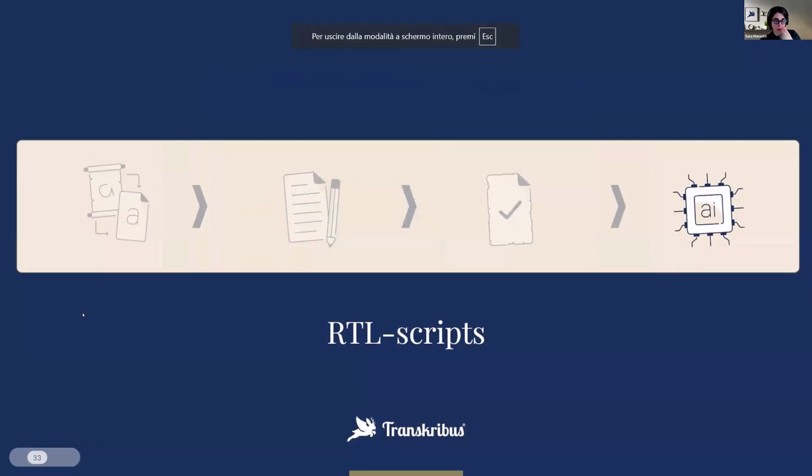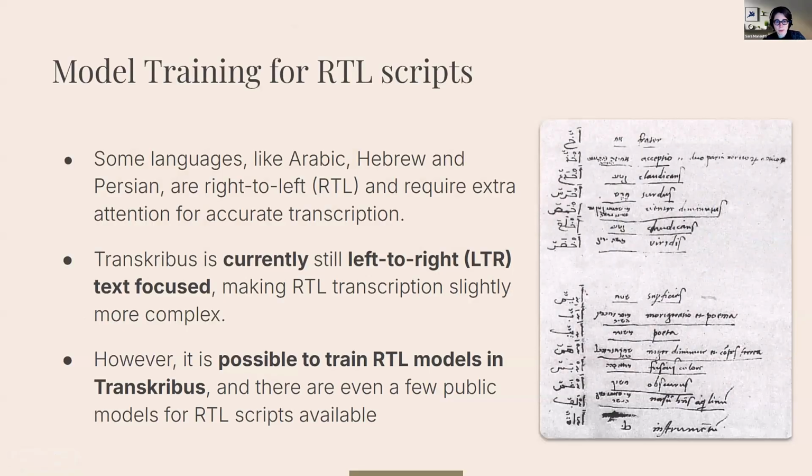Okay, let's talk briefly about right to left scripts. As we know, some languages are right to left, and they require extra attention for training models. At the moment, the Transkribus editor supports only left to right text. So we have to find some workarounds to work with right to left script, but it's possible, and there are models trained on right to left scripts.